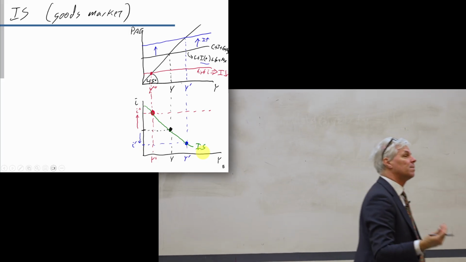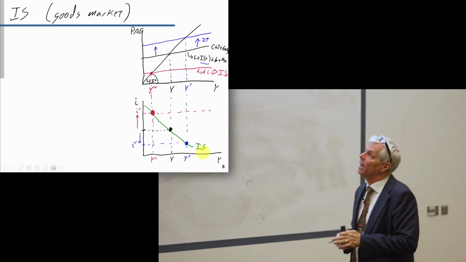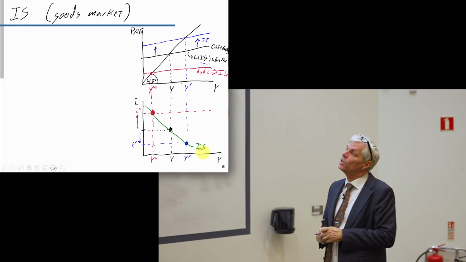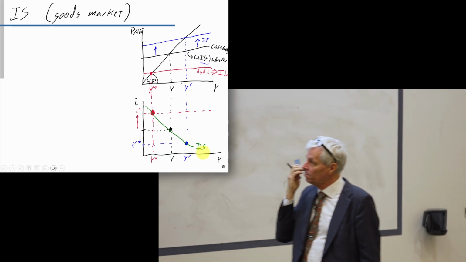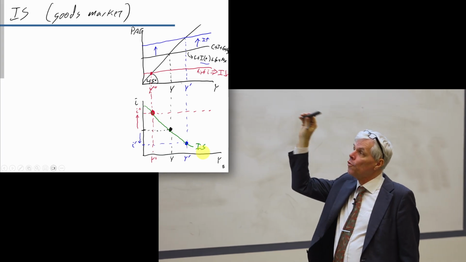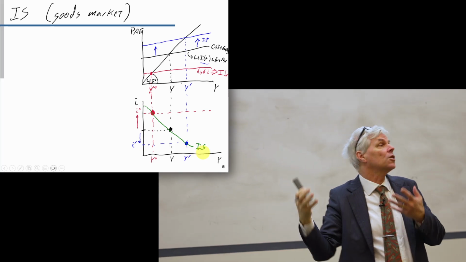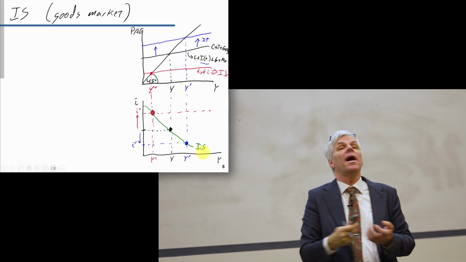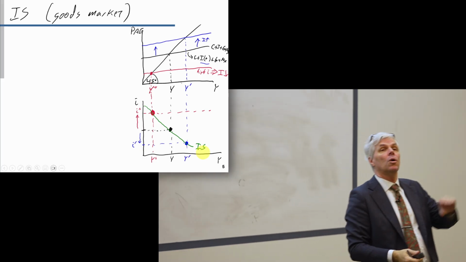IS stands for investment savings. It is like where investment comes from. We're looking at investment. So, this is downward sloping. That is, the lower we make the interest rate, the more attractive investment is, and so the higher the level of output. The higher we make the interest rate, the less attractive investment is, and so the lower output is.